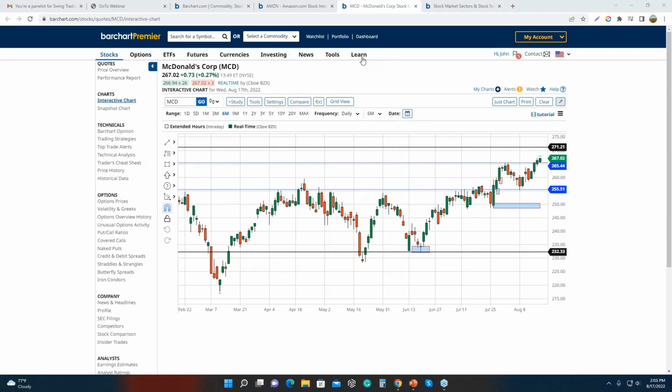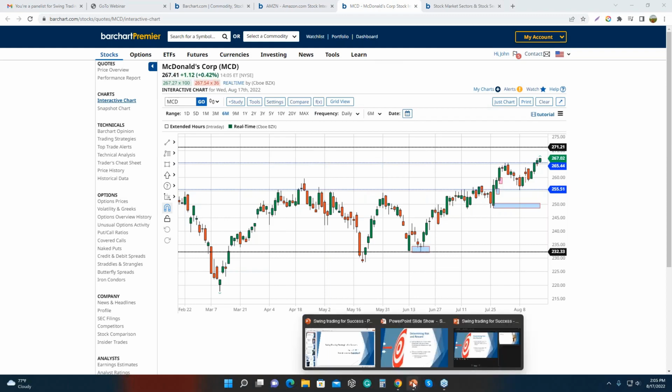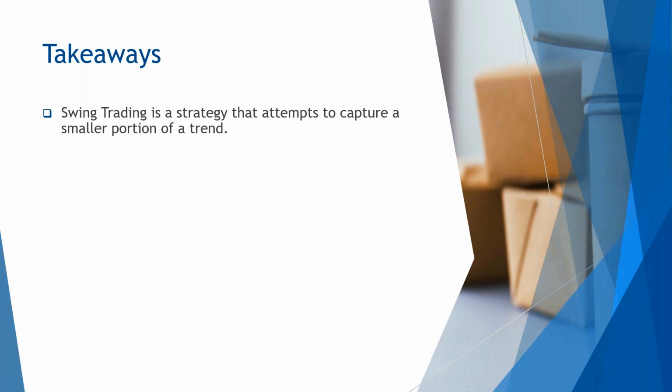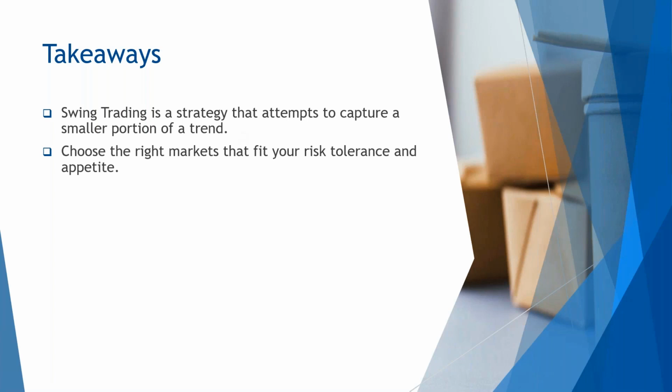All right, Gene. So let's do this. Let's sum up real quick. All right, swing trading is a strategy that attempts to capture small portions of a trend. Again, that thought of is it already too far? Has it already gone too far? Remember, we're only trying to capture a little piece of it, right?